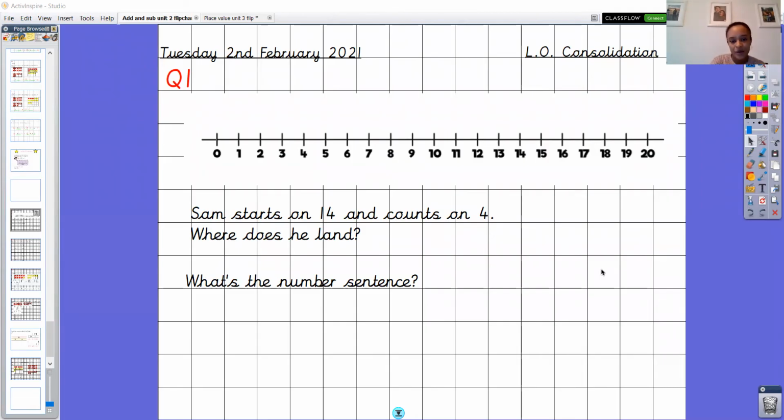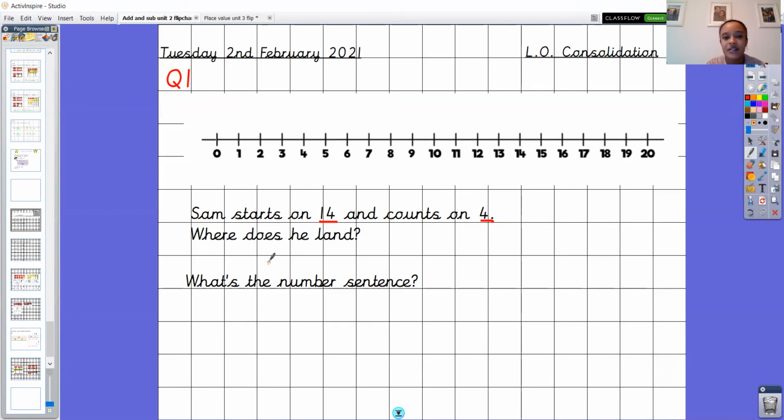So this is question number 1, and it's an addition using a number line, okay? So I'll read you the question. It says, Sam starts on 14 and counts on 4. Where does he land? What's the number sentence, okay? So your job is to write down the number sentence that you can see and find out the answer, okay? So please pause the video to do that. Brilliant, well done Year 1.